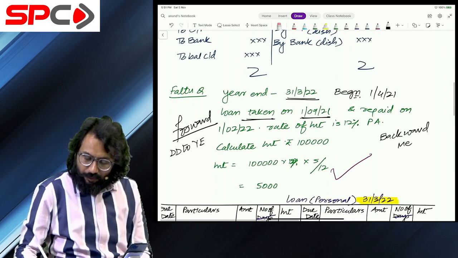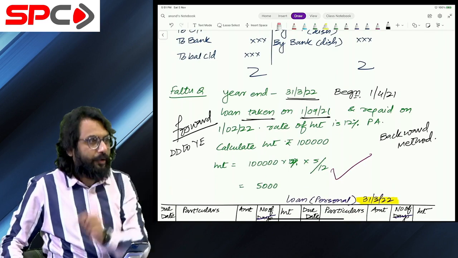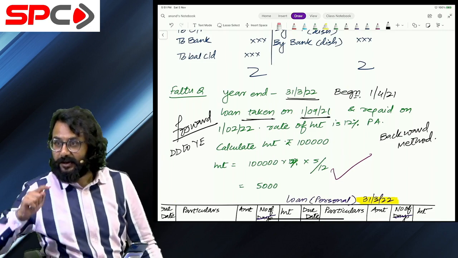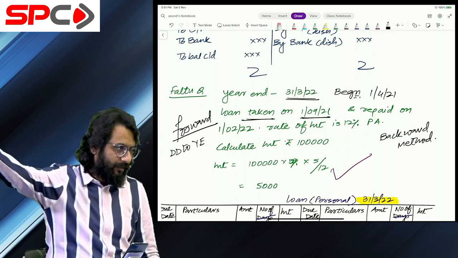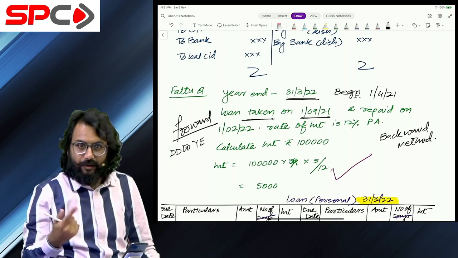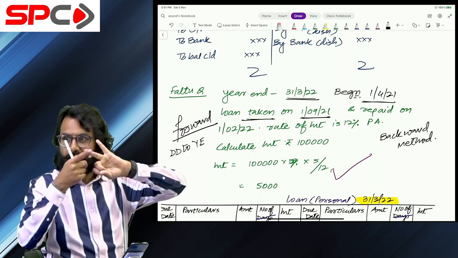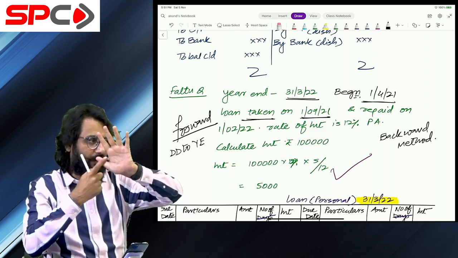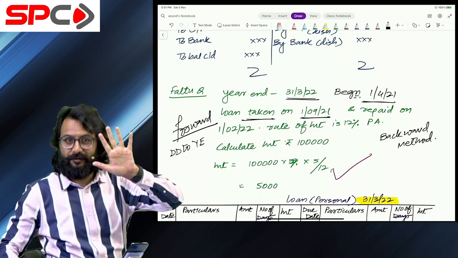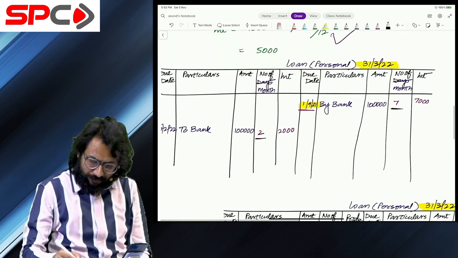Now in backward method, what I am going to do is take from beginning to due date. Earlier what did we do? Due date to year end. Now what will we do? Beginning to due date. Do you want to check what is the beginning? 1/4. 1/4 to 1/9: April, May, June, July, August, September. Will I take six? No. I'll take how many months? 5. So it's simple. Can I not solve the same question this way?